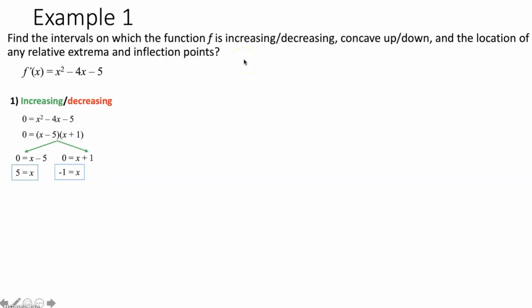Next, we want to figure out the intervals on which this function f is increasing or decreasing, as well as any relative extrema. And that all occurs with the first derivative. So we're going to create a sign chart. Now, normally we just break up the sign chart based on the intervals. The only difference we're going to do here is we are going to put the critical numbers in our sign chart.